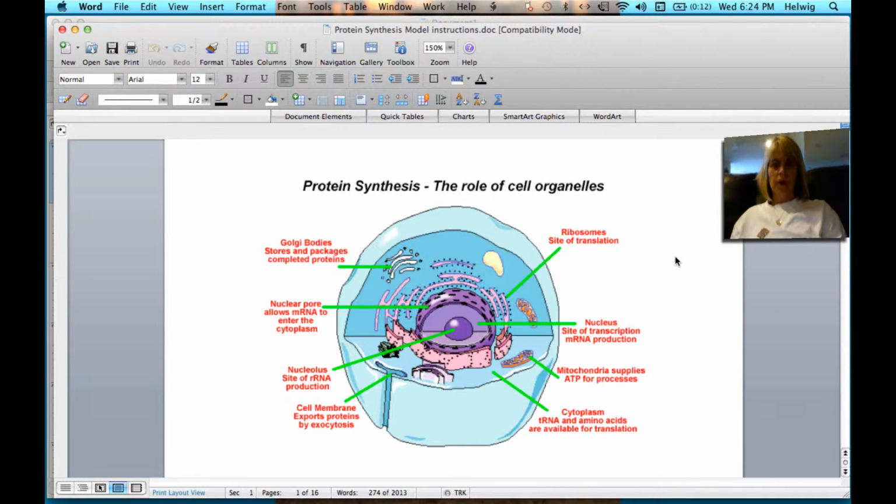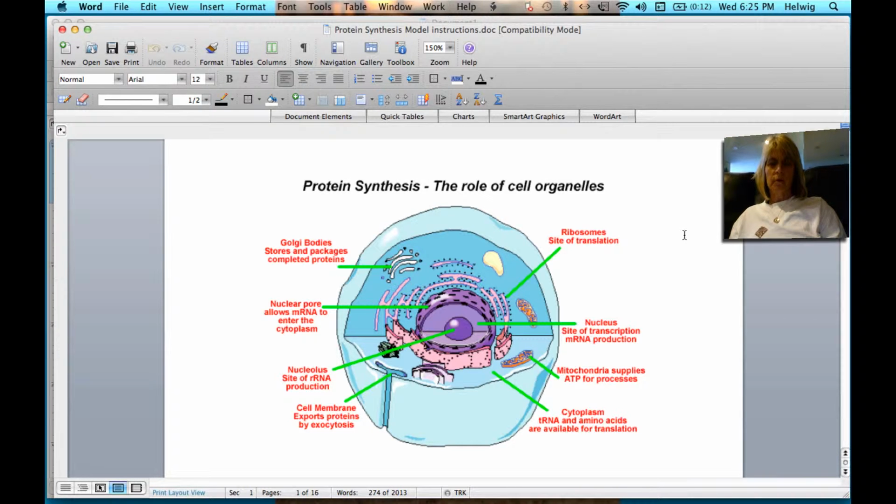Hi, I'm Mrs. Helwig, and I'm going to teach protein synthesis today using a model that you've cut out. So what I want to do is just kind of go over the model that you have in front of you. You all have a paper cutout.